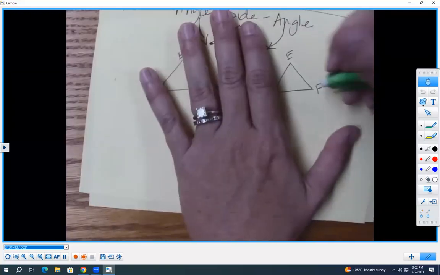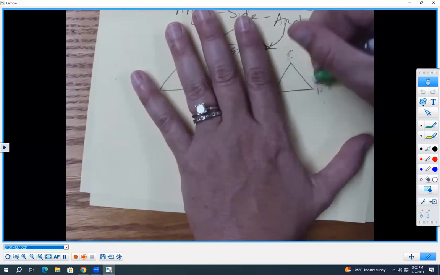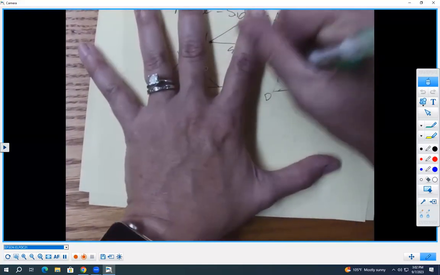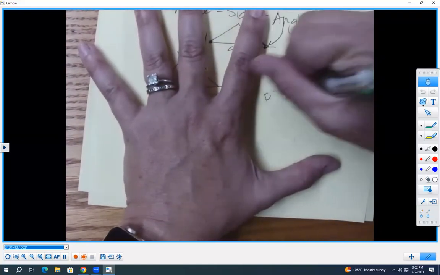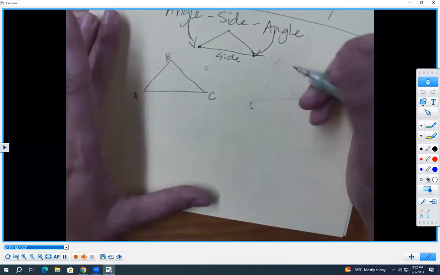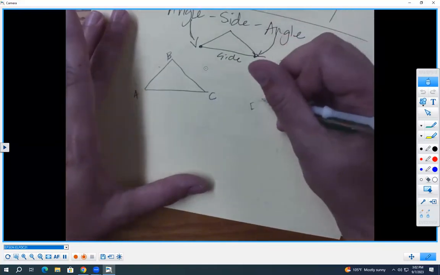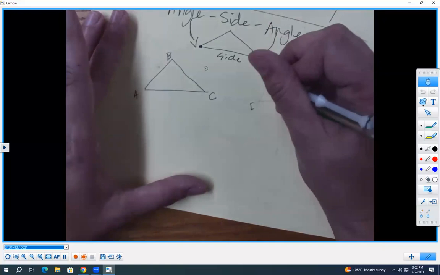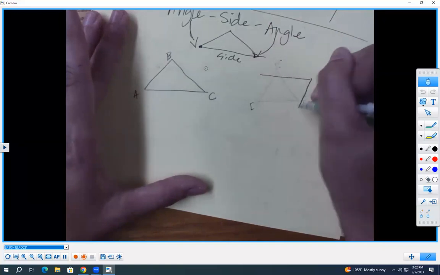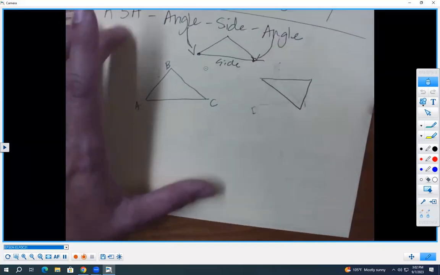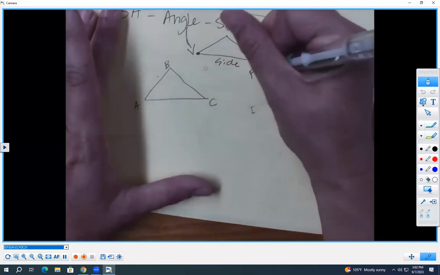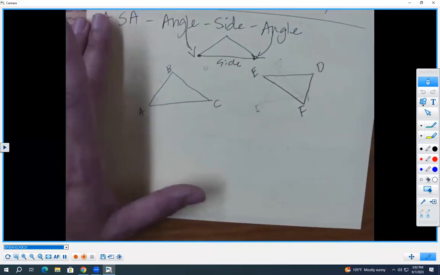I'm gonna actually draw this a little different. Since I already have it not looking good, let's go ahead and just completely change it up. D, E, F. How about that?